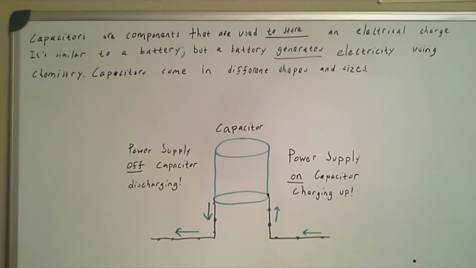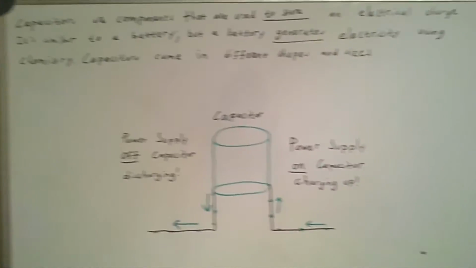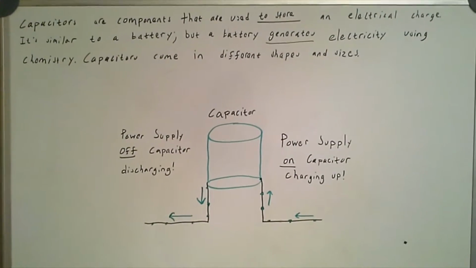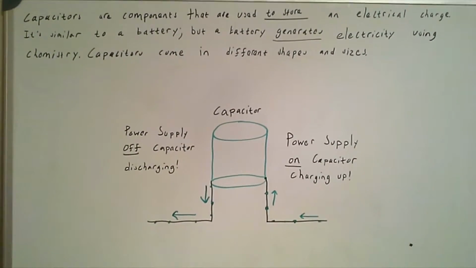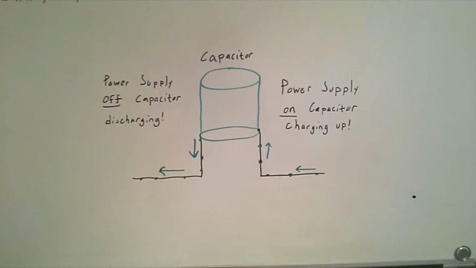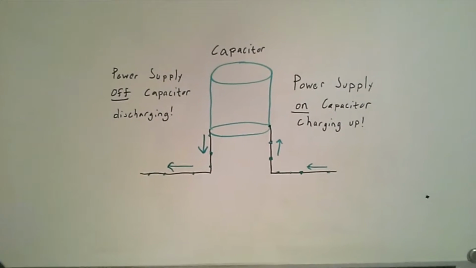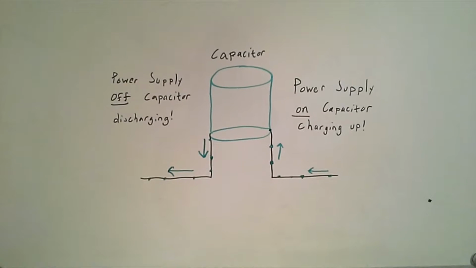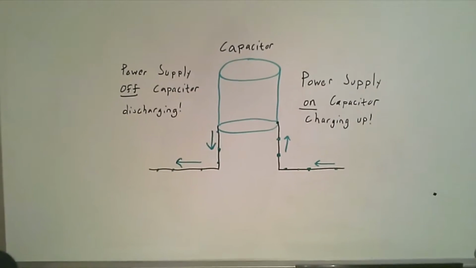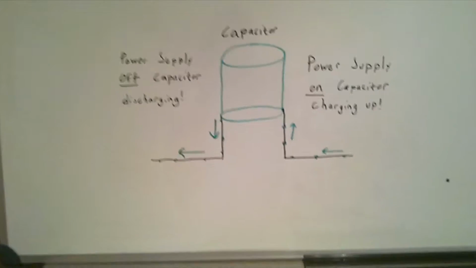What is a capacitor? Capacitors are components that are used to store an electrical charge. It's something quite similar to a battery, but a battery generates electricity using chemistry. Capacitors come in different sizes. Now, when a capacitor is connected to a power supply, the electrical charge, as you can see here, goes up into the capacitor, and the capacitor stores the electrical charge. Now, when the power supply is off, the electrical charge slowly starts discharging from the capacitor.